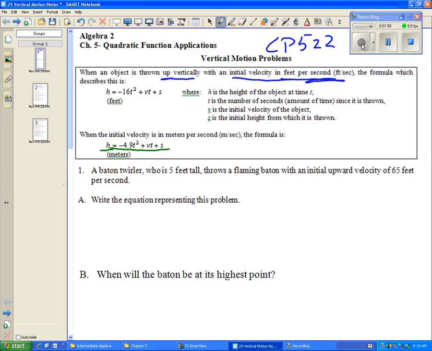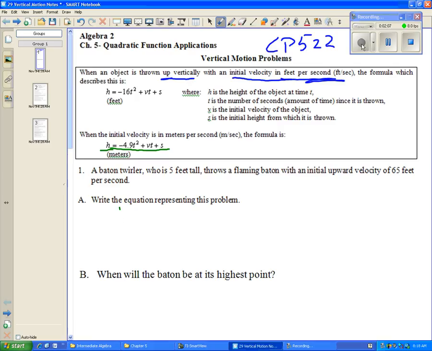So let's try an example of this. A baton twirler is 5 feet tall. She throws a flaming baton with an initial upward velocity of 60 feet per second. Write the equation representing this problem.